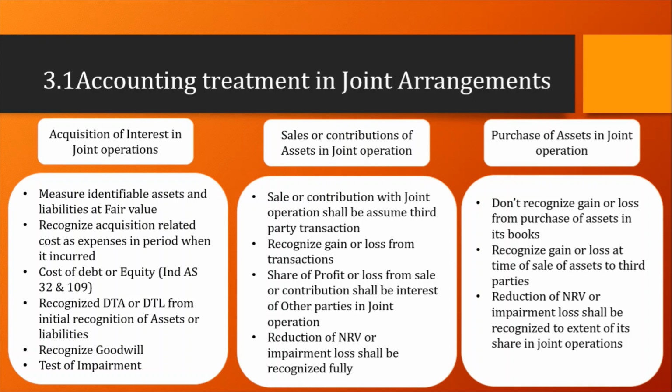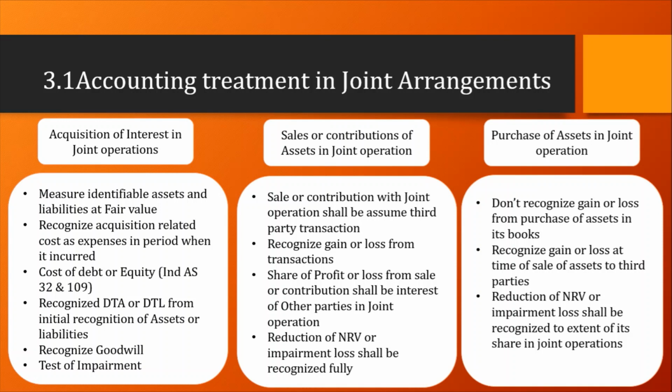Otherwise, if the deferred tax liability is related to the initial recognition of goodwill, we will follow Ind AS 103 as well as Ind AS 12 for business combination. I repeat, if there is a deferred tax asset or deferred tax liability which arises from the initial recognition of assets or liabilities, we'll follow Ind AS 12 Income Taxes for business combination. If it is related to the goodwill which arises from the initial recognition, then we will follow Ind AS 103 to measure the deferred tax liability.